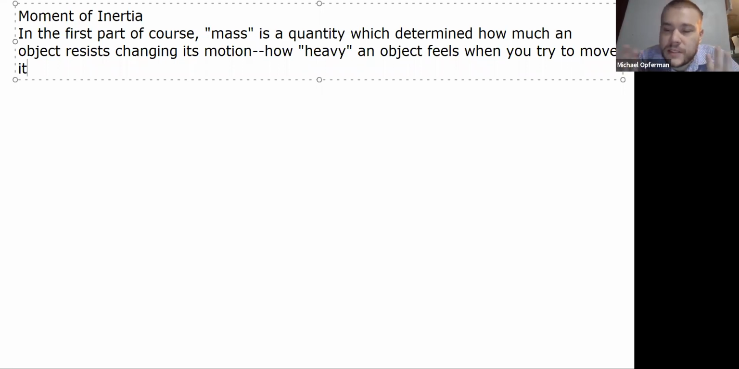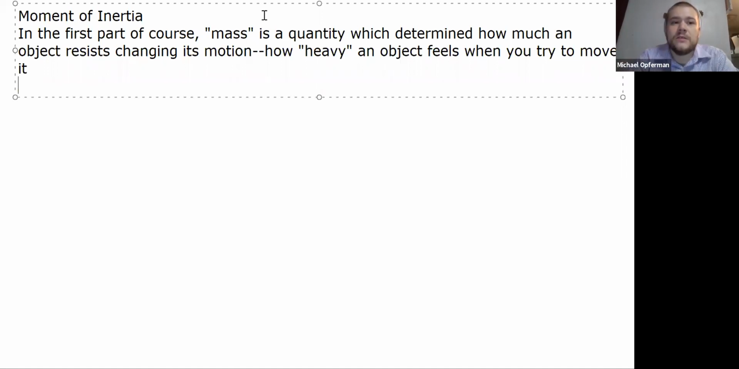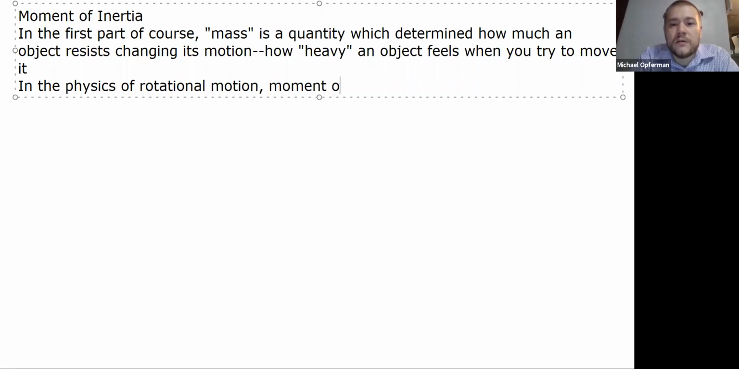So let's say an object is stationary and you try to get it started moving. If the object has high mass, it's going to take a lot of force to get it moving. If the object has lower mass, it's much easier to get it moving. So when you get into the world of rotation, is this still the case? It's a very similar idea, but in the physics of rotational motion, moment of inertia plays this role.